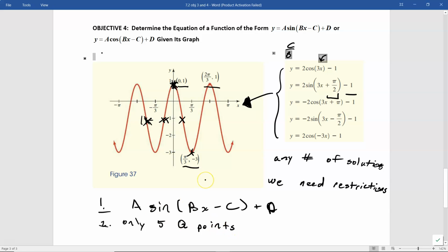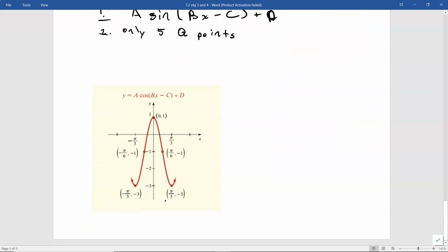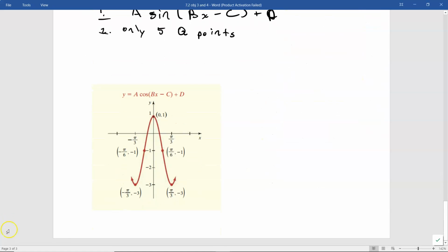So you're only given those 5. So I think that's enough build up. I think we can just go into an example and maybe walk through that now.